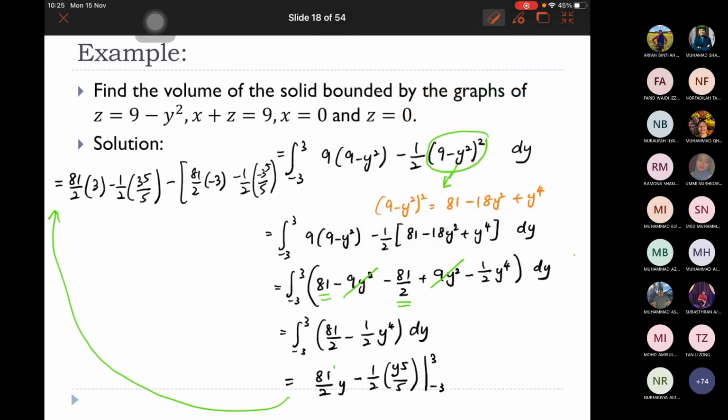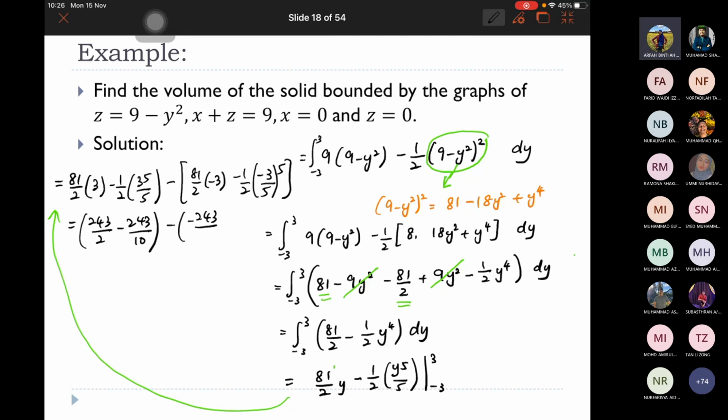This one. Okay. So dapatlah jawapan. Sama dengan yang ini akan jadi 243 per 2 tolak 243 per 10. Tolak negatif 243 per 2 tolak negatif 243 per 10. So dapat jawapan akhirnya 486 per 5 plus 486 per 5. 972 per 5 atau 194.4 unit. Sebab itu adalah the jawapan.